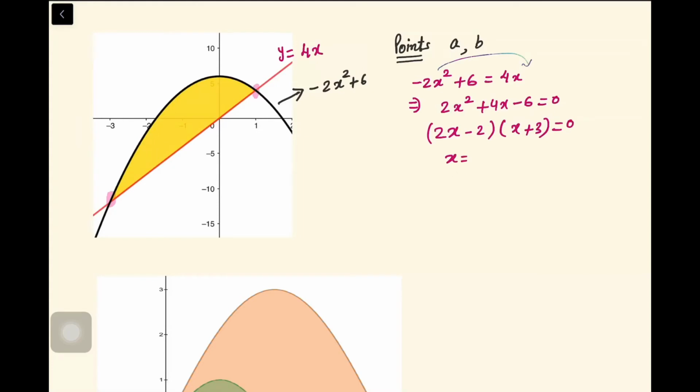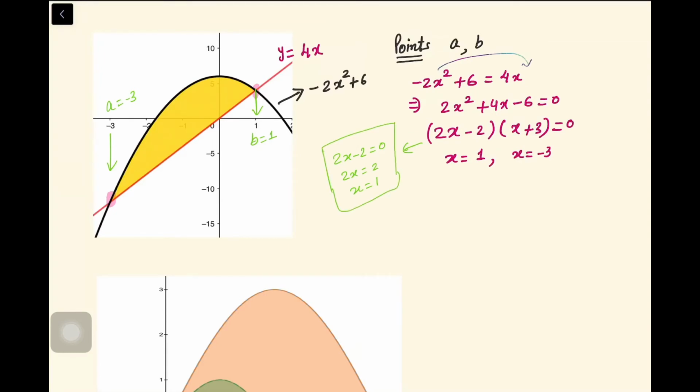So I got x equals 1 and x equals negative 3. These are my limits, and from the graph we can see that. But in the exam you have to make sure you figure out the limits by solving the equation. So a is minus 3, b is 1. If you are still confused, 2x minus 2 equals 0, 2x equals 2 and x equals 1. Simple.